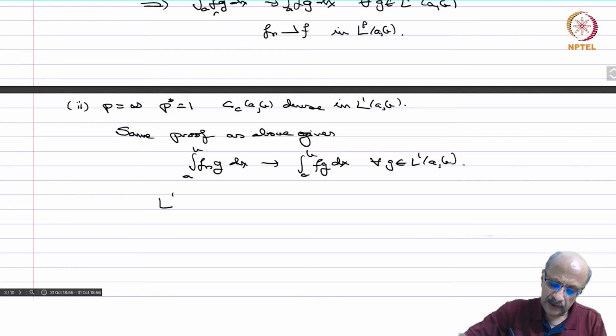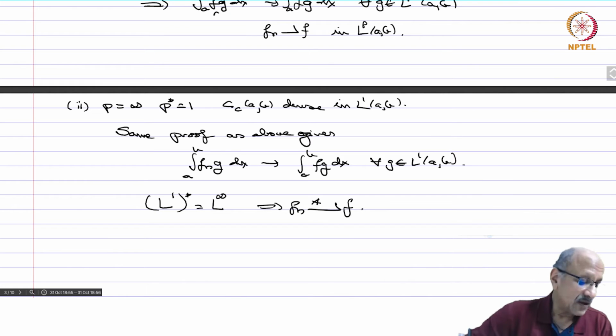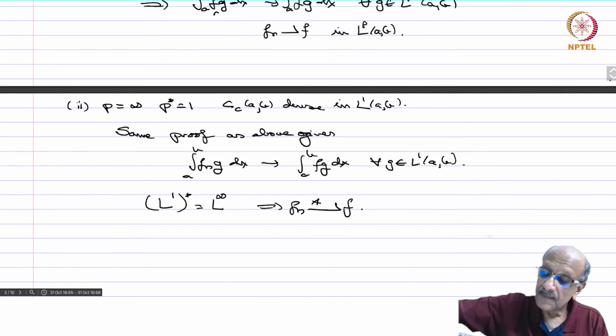Recall that L1 star is L infinity, and therefore if you are doing this, f_n is in L infinity, now a sequence, and if this happens in the pre-dual space, then this implies that f_n goes to f in weak star. So this is the characterization we had, and therefore we have this. Okay, 17.